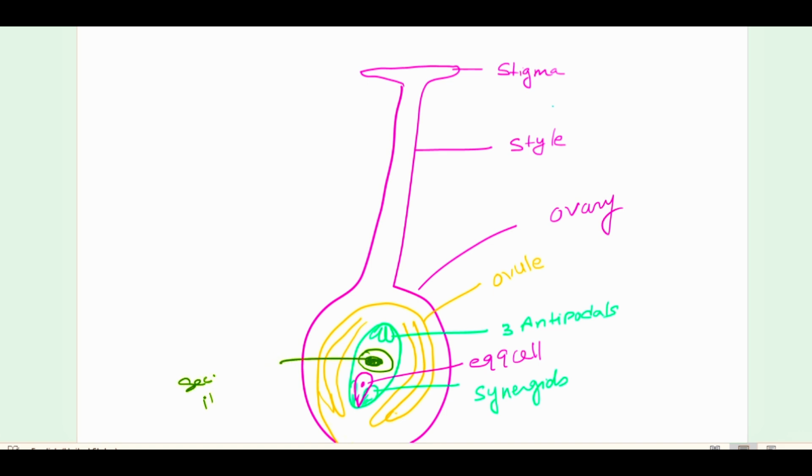And the cell is termed as what? The cell is termed as the central cell. Now we have to start with the pollen tube. Like I discussed already, many pollen grains are landing on the stigma, but only the correct one will be selected.